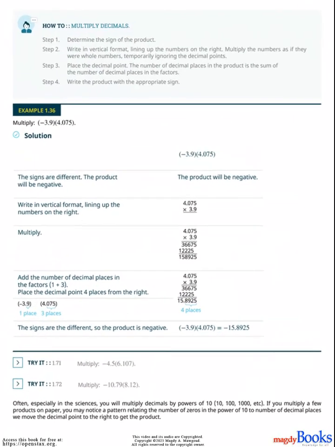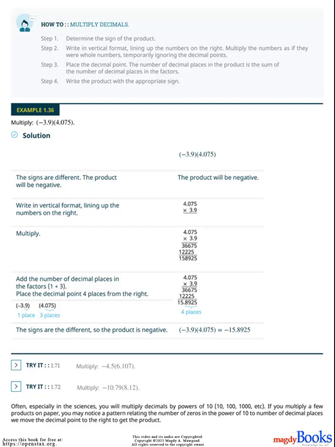How to multiply decimals. Step 1. Determine the sign of the product. Step 2. Write in vertical format, lining up the numbers on the right. Multiply the numbers as if they were whole numbers, temporarily ignoring the decimal points. Step 3. Place the decimal point. The number of decimal places in the product is the sum of the number of decimal places in the factors. Step 4. Write the product with the appropriate sign.